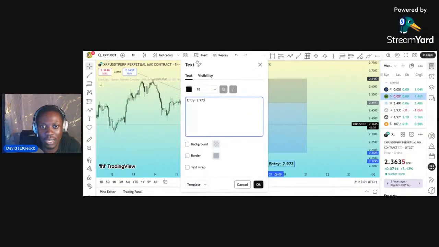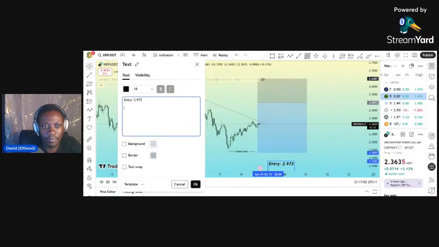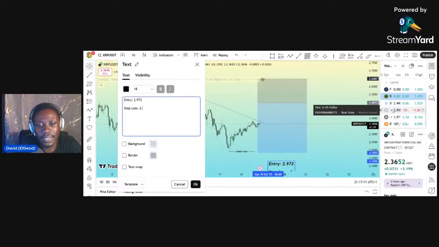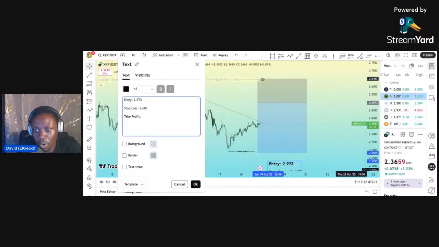Let me bring this to the left. Where should our stop loss be? 2.687. Yes, exactly. Then where's our take profit? No, it's right here. The end of this green. Just look, it's right here. Yes, that's the end.